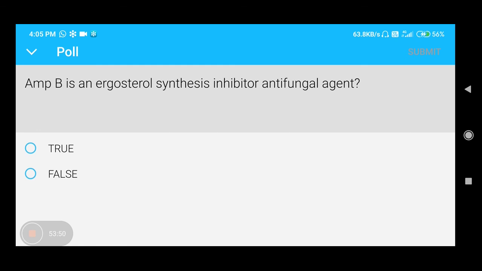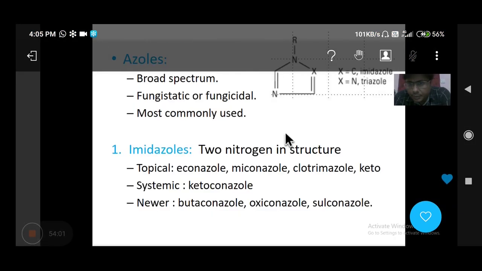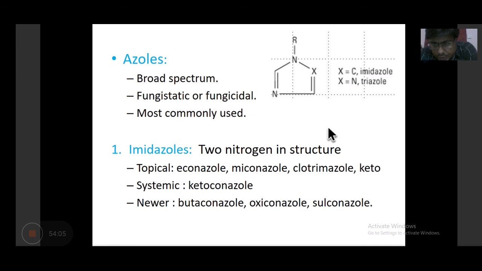So I'm going to close this poll now. 57% voted, and here it closed. So 58% of 248 students voted for this poll and will get the attendance.